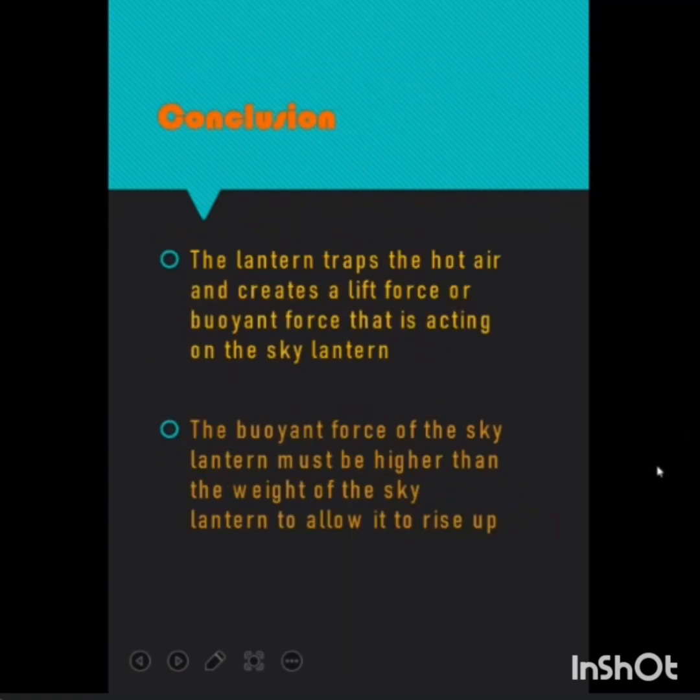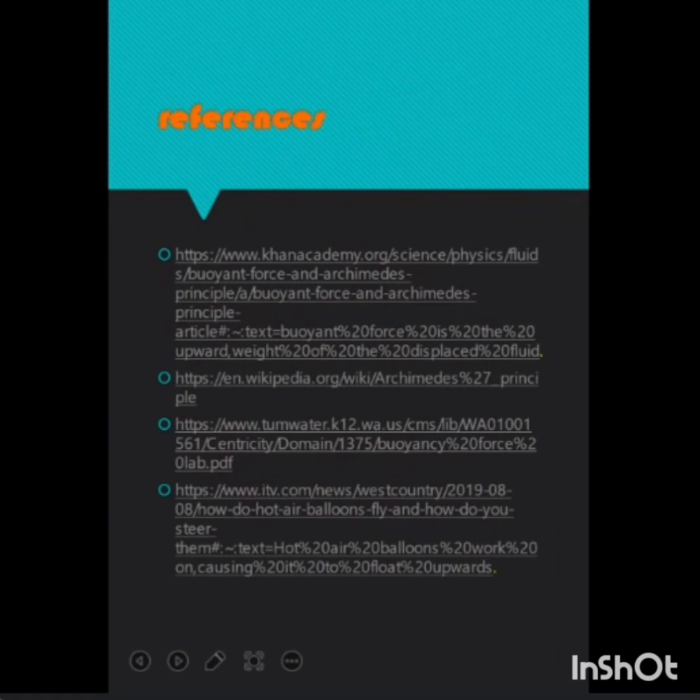Conclusion. The lantern traps the hot air and creates a lift force or buoyant force that is acting on the sky lantern. And the buoyant force of the sky lantern must be higher than the weight of the sky lantern to allow it to rise up. These are my references.